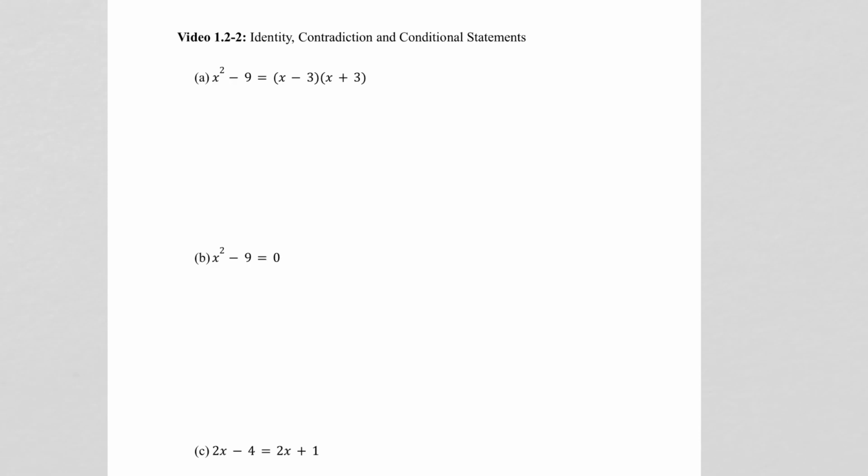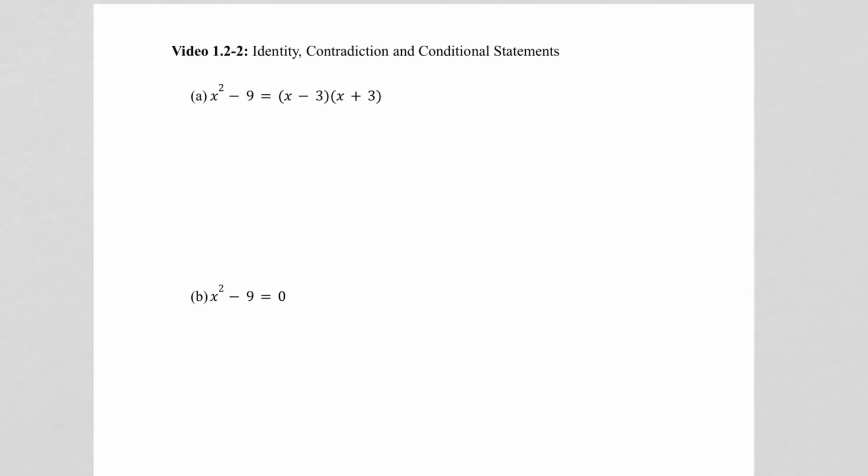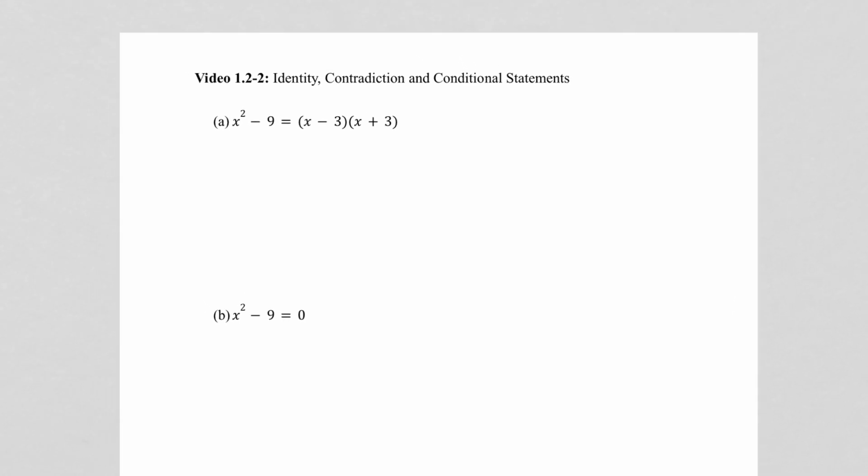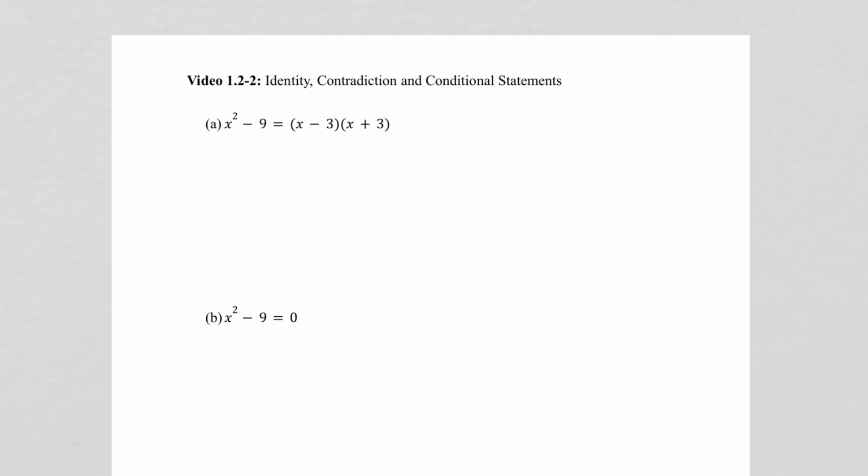So in the second video of this section, we're going to look at the difference between an identity, a contradiction, and a conditional statement. An identity statement is a statement that is true for all real numbers. A contradiction is a statement that is not true for any real number, and a conditional statement is a statement that is true for some real numbers. Let me just make a note of that up above. So this is for all, a contradiction is for no real number, and a conditional statement is for some real numbers.